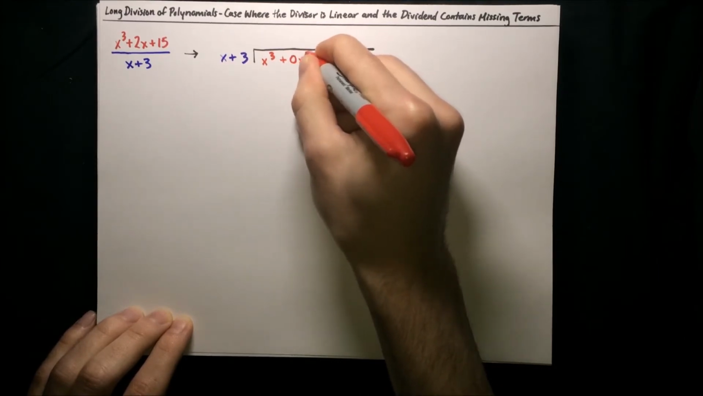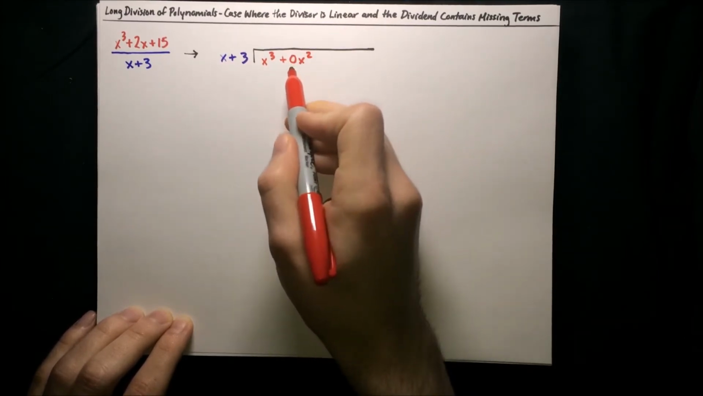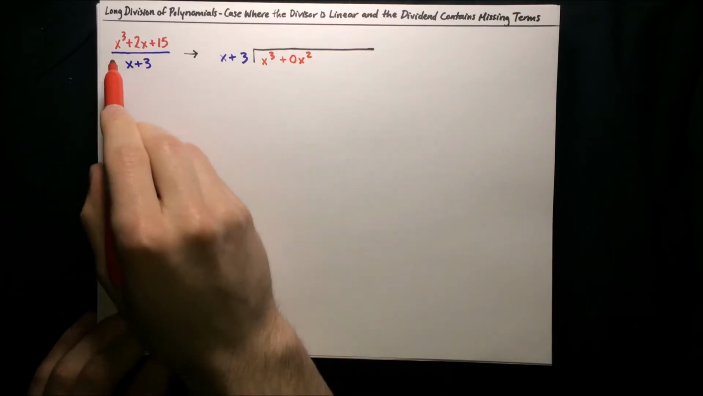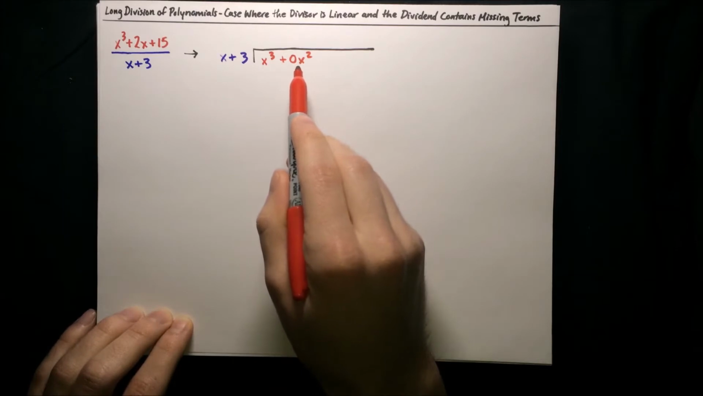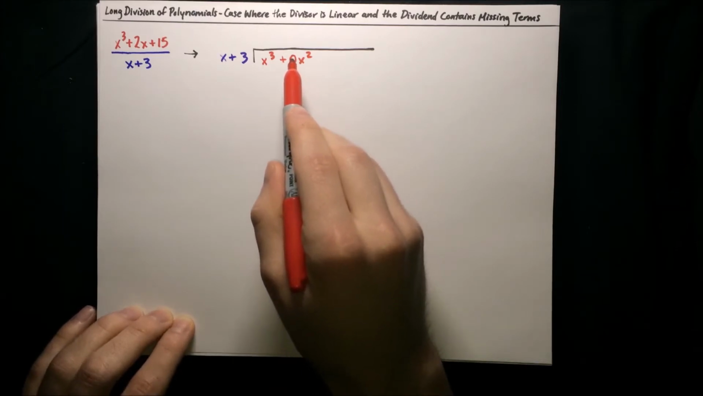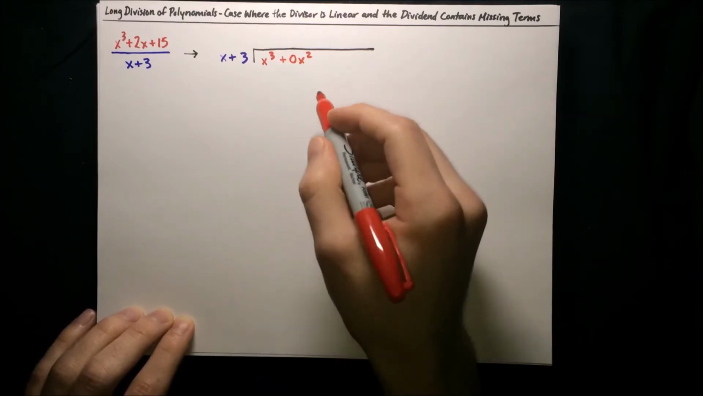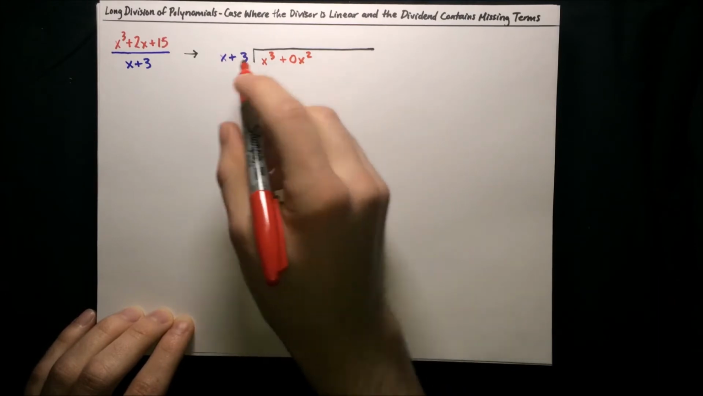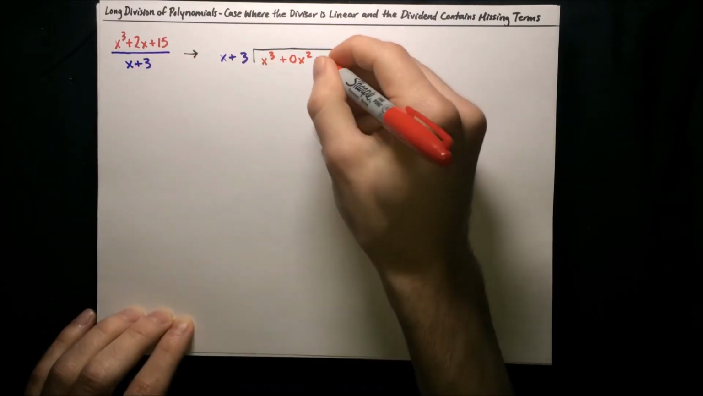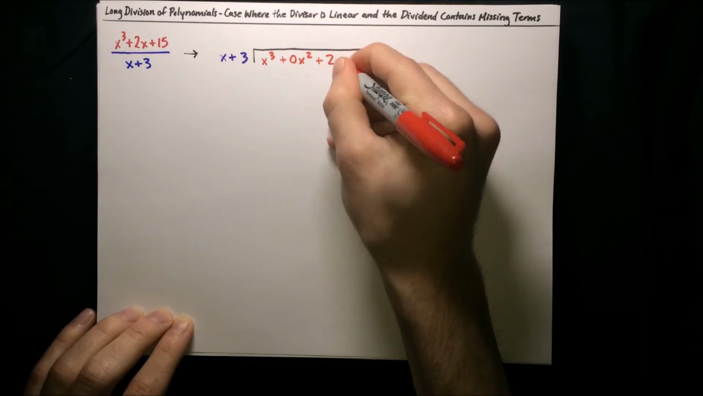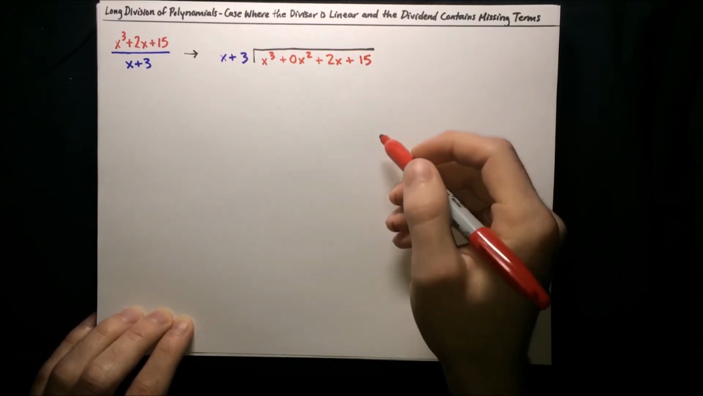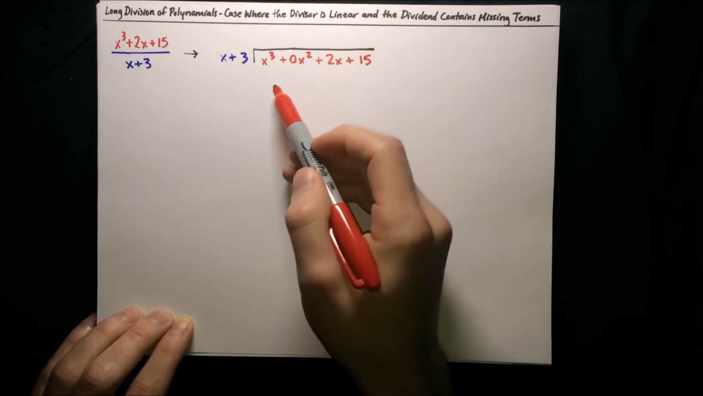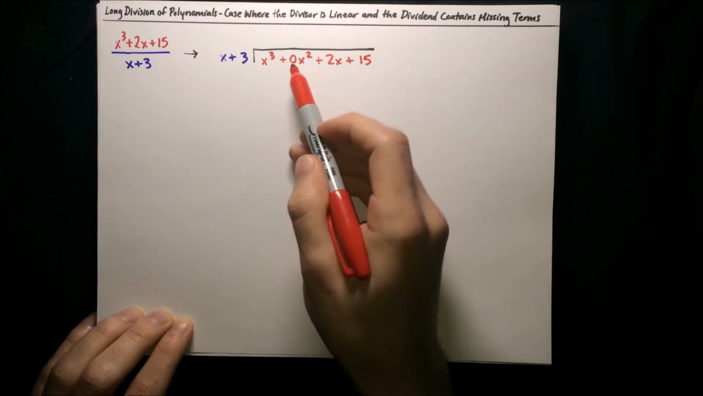We want to write down a coefficient for each one of the powers from the highest degree until the constant. So we're going to include this 0x squared just because it'll organize all of our work in our long division as we go. So 0x squared, and then we've got our 2x plus 15, and we're ready to begin. So now it's just the same as usual, except we've got a 0 coefficient here.